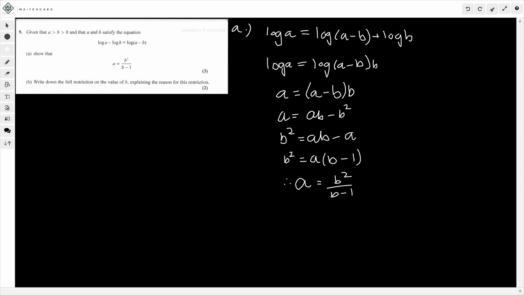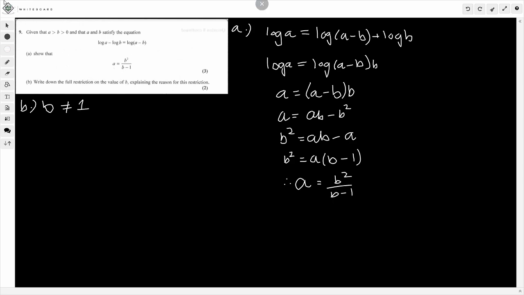So this is a 2 marker. And it says, write down the full restriction on the value of b, explaining the reason for this restriction. So you can sort of just go step by step with this. Have a look at what we've got here. So we've got a is equal to b squared divided by b minus 1. So the first thing to know is that clearly b cannot be equal to 1. Because this would cause us to have a denominator of 0, 1 minus 1 is 0, and we do not like that. So that's the first thing we can know.